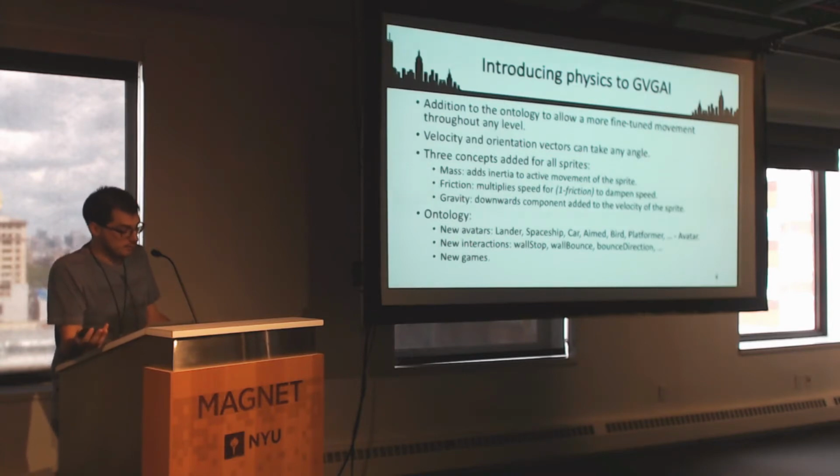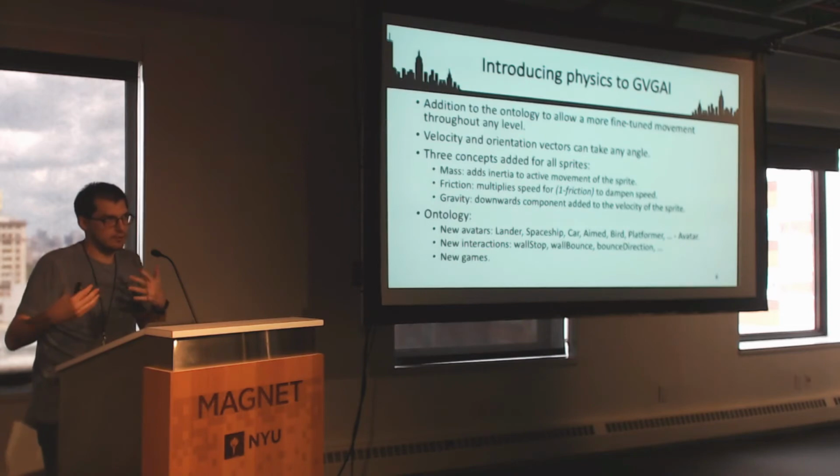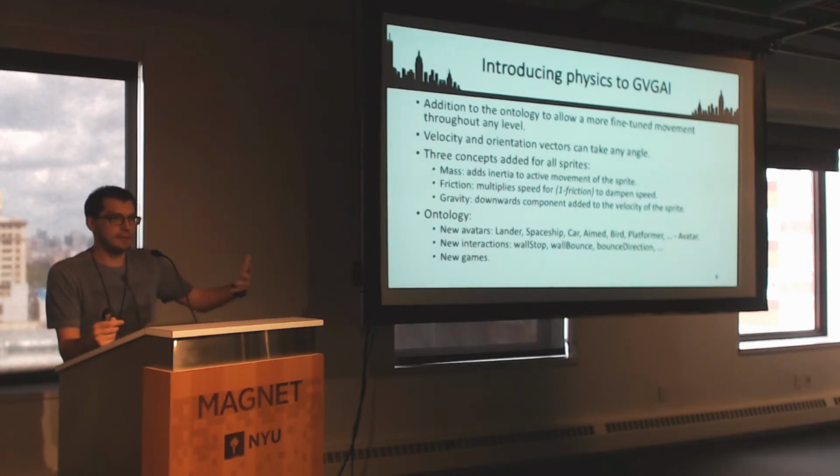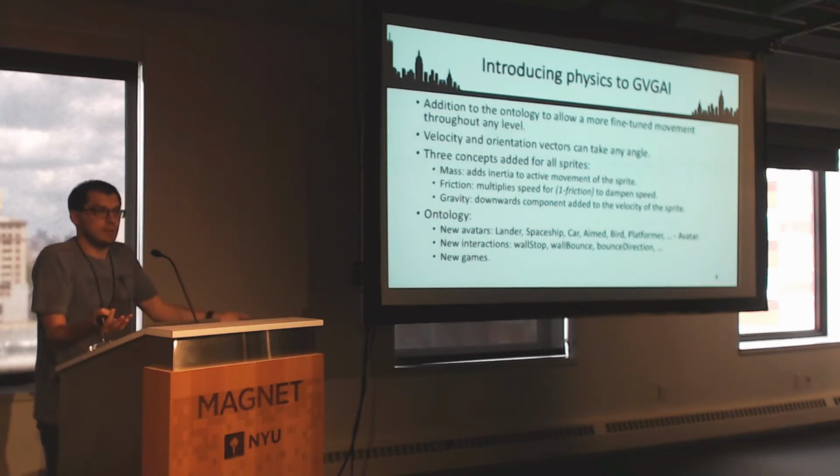And there are concepts that are added to all the sprites in the game. One of them is mass, so you can add inertia to the active movement or the passive movement of a sprite. You can have friction, so when it's friction with the environment, when a sprite is moving, you can dampen the speed that this sprite is carrying. So it basically would at some point stop if you add friction. And gravity as well. So basically gravity is a downward component which is added to the velocity of the sprite. If you define gravity, then it would basically fall.